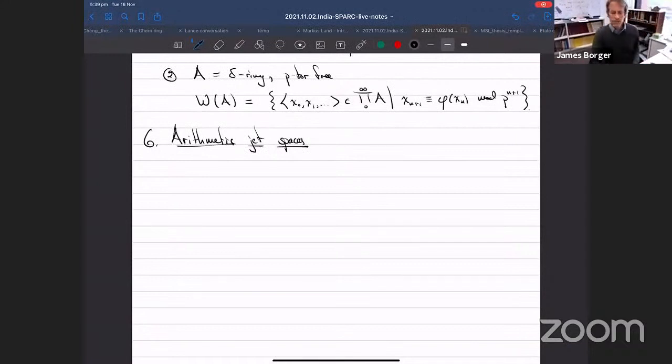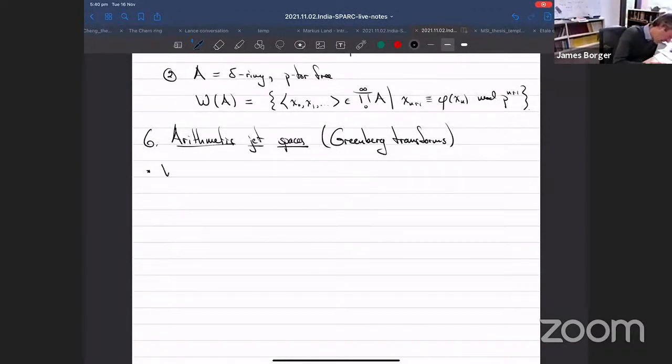Okay, so now let me talk about arithmetic jet spaces, which are also called Greenberg transforms. Some people use the two terms slightly differently, but we won't worry about that. Okay, so first, let me just say a little bit more about Witt vectors of finite length.